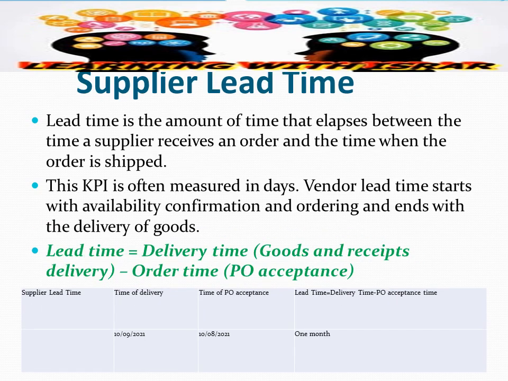So next is the supplier's lead time. This is the amount of time that lapses between the time a supplier receives an order and the time when the order is shipped. So this KPI is often measured in days. Vendor lead time starts with the availability confirmation and ordering and ends with the delivery of goods. So lead time is equal to delivery time of goods or services minus the order time. So you can see in the bottom that it is like time of delivery minus time of order, so it's like 1 month.